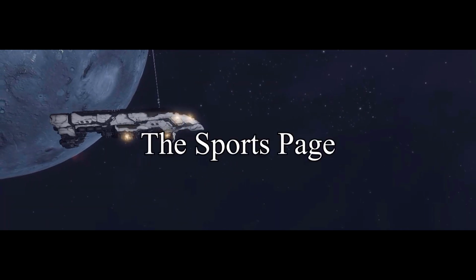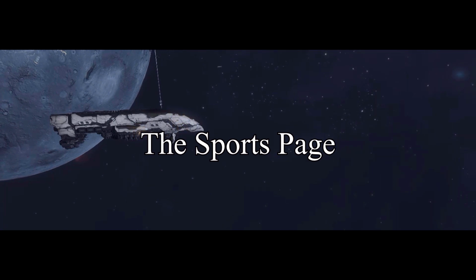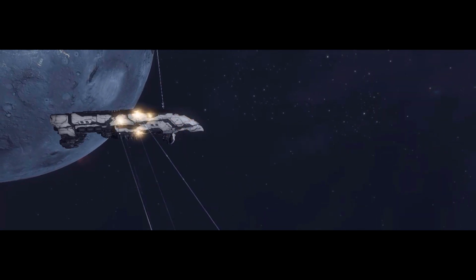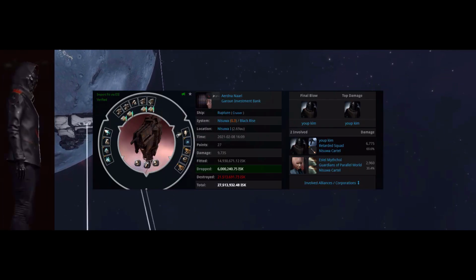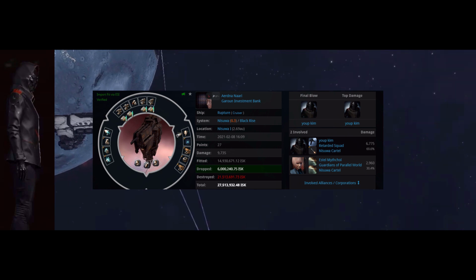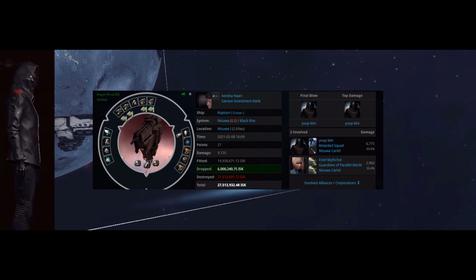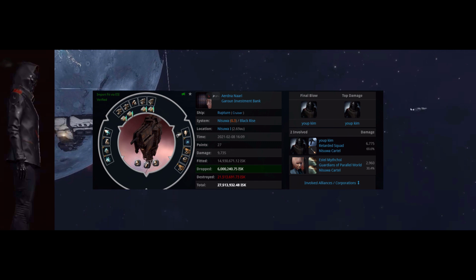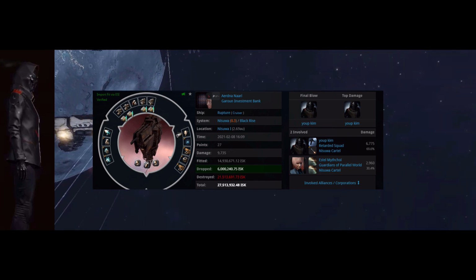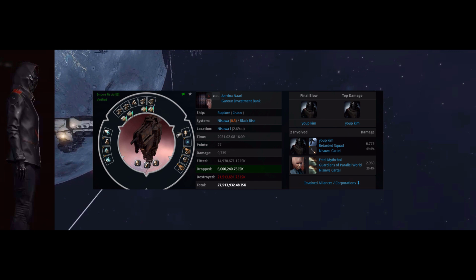Today is another great day in sports. Over in Nisiwa, we see this Rupture lost to a Hookbill and a Hecate. 27 points on the kill is a great total. Yuk Kim with the high damage and the final blow in this duo cruiser takedown.